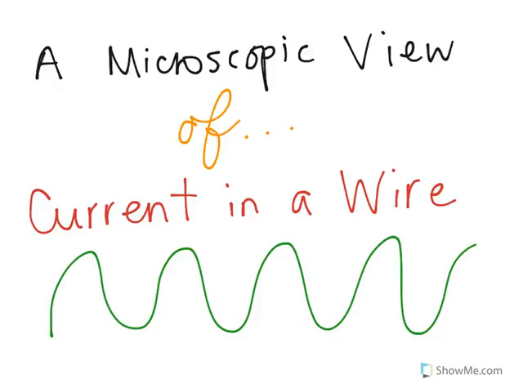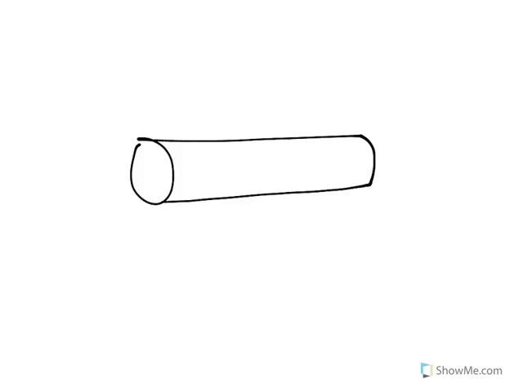Hi everyone, my name's Louisa and I'm a student at MIT, and today I'm going to be teaching you about a microscopic view of how current moves through a wire, especially about why the idea of electricity flowing or electrons flowing is a little bit flawed.